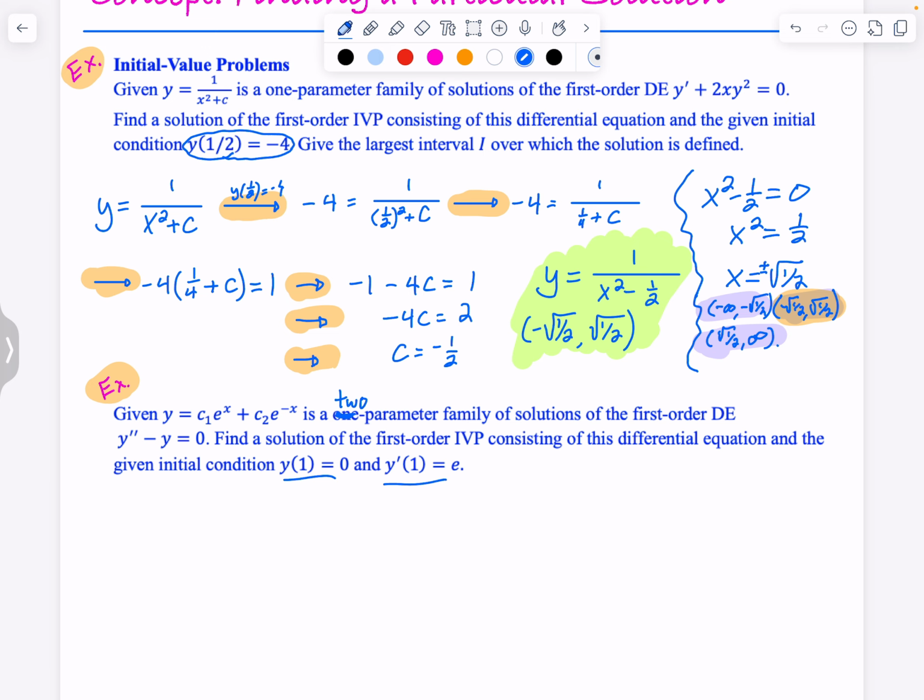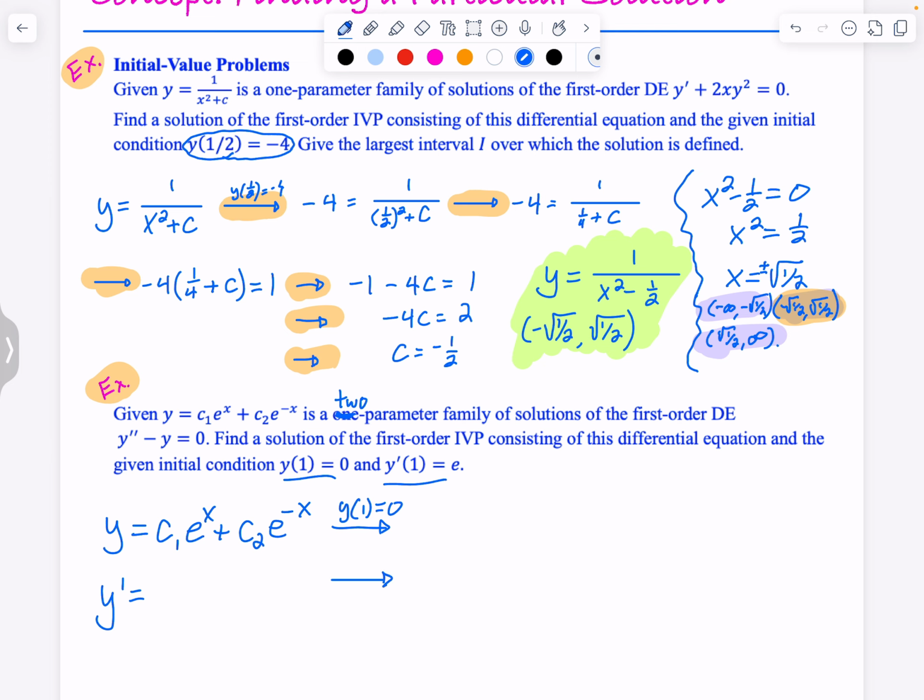All right, so we have those two. They don't tell us to verify the solution, so make sure you're looking for that. It says find a solution. So I'm going to start with what they gave us: C1 e to the x plus C2 e to the negative x. And let's go ahead and plug in y of 1 equals 0. And let's go ahead and do the derivative too at the same time.